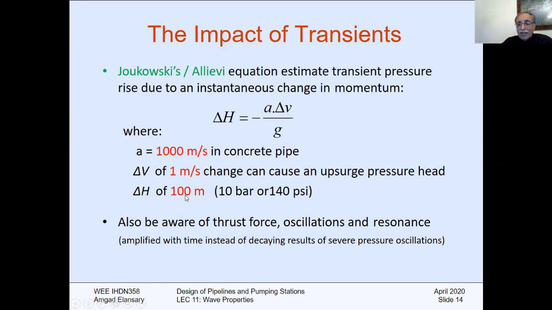As we said, this is a huge increase in the pressure due to a small change in the velocity. Small change means we change it from 1 meter per second to 0. We stop the flow. Okay, so this is the upsurge in the pressure head. Another thing we have to be aware of is the thrust force, which will result from that.